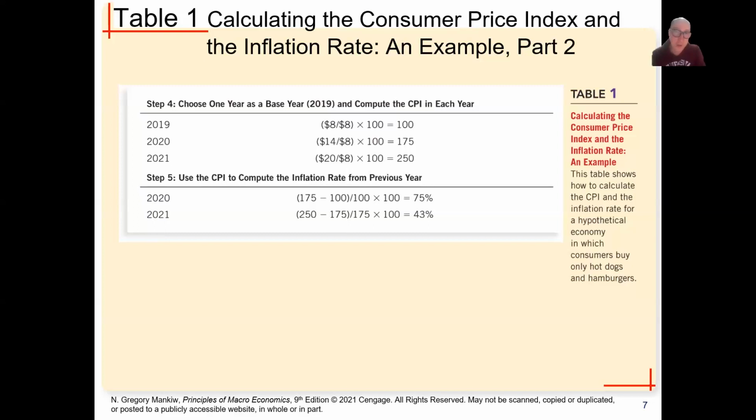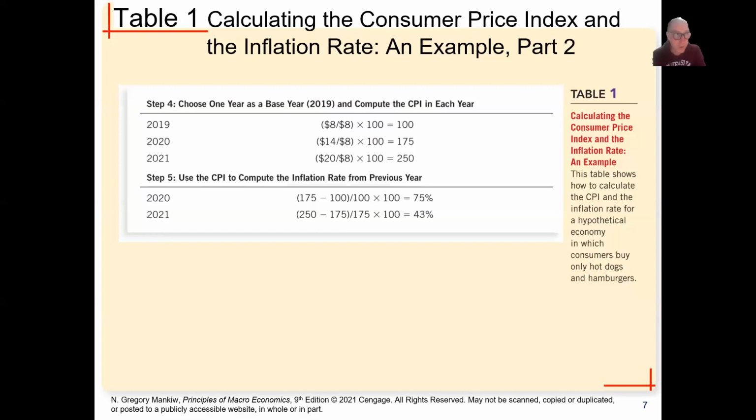2020, we take the 2020 cost divided by the base year of 8 times 100, which gives us 175. And then for 2021, the cost was $20 divided by the base year of 8 times 100, it gives us 250.